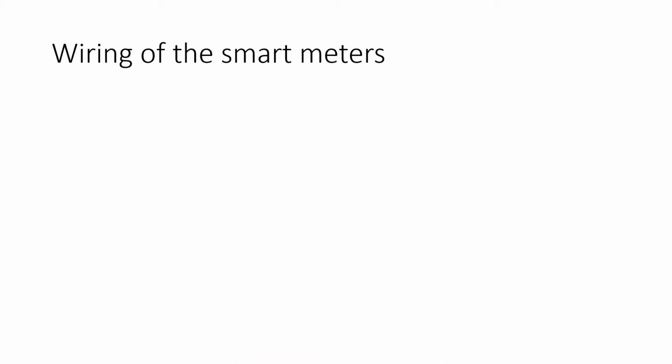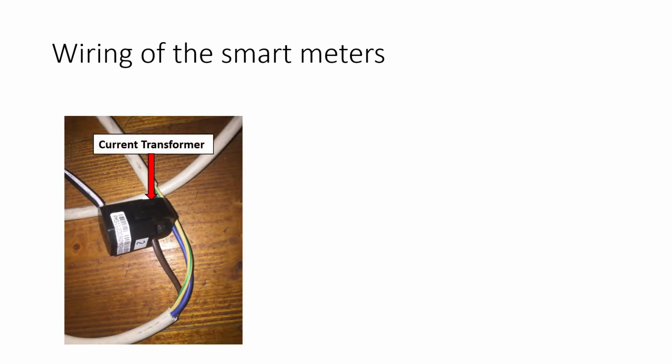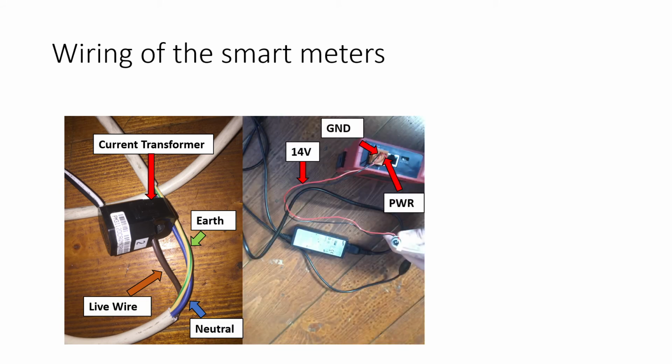To obtain a current reference for the meters, the current transformers were clipped around the shielding of a live wire connected to a plug socket. 14 volts was supplied to power the meter on from a power supply cable.